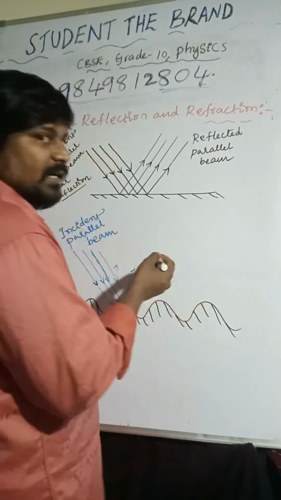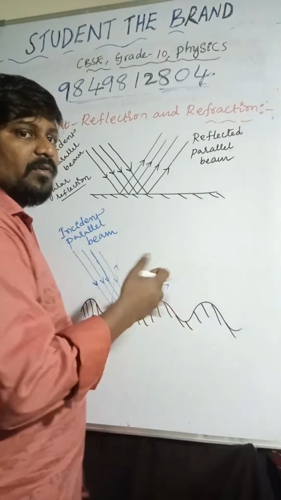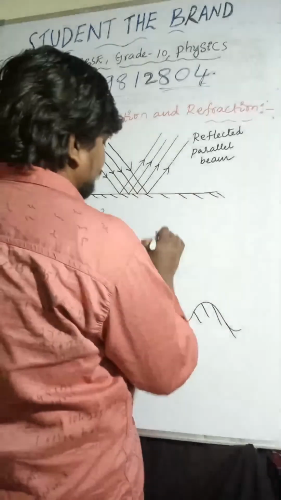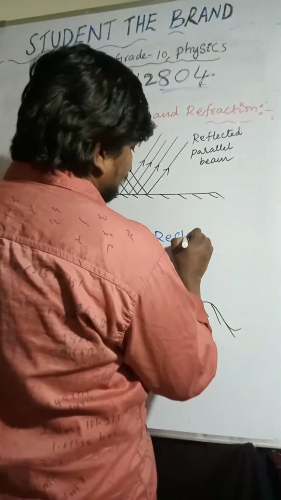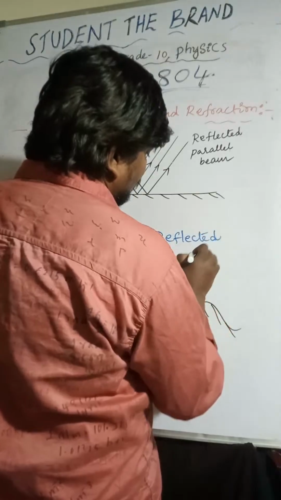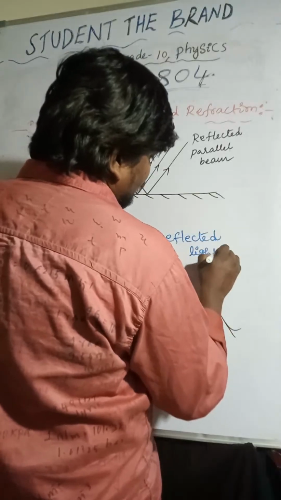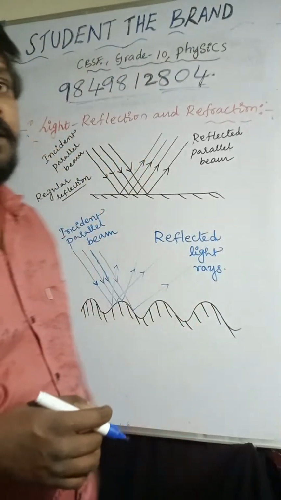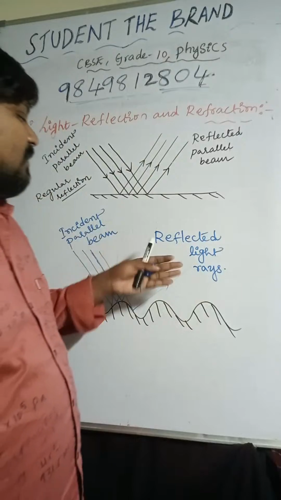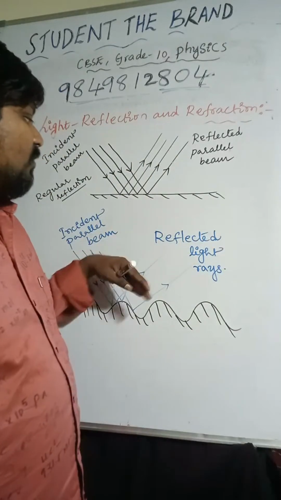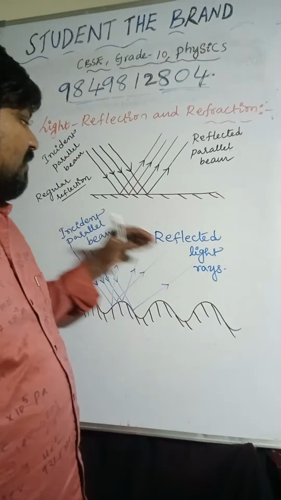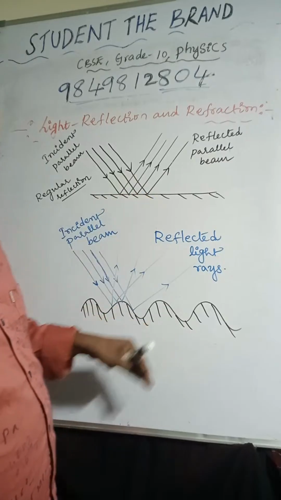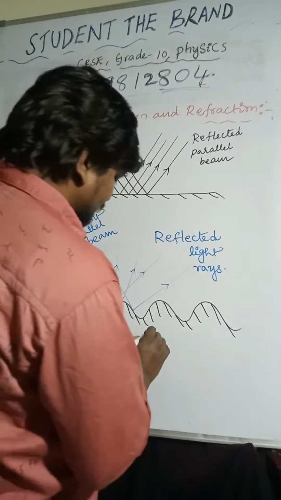So here, reflected light rays are not parallel to each other, so they will move in different directions. Incident light rays are parallel, but reflected light rays are not parallel to each other. Incident beam, reflected beam. This type of reflection is called regular reflection. This type of reflection is called irregular reflection.